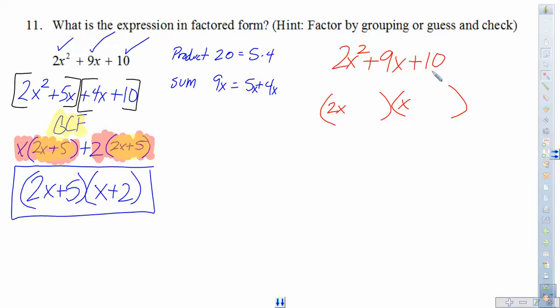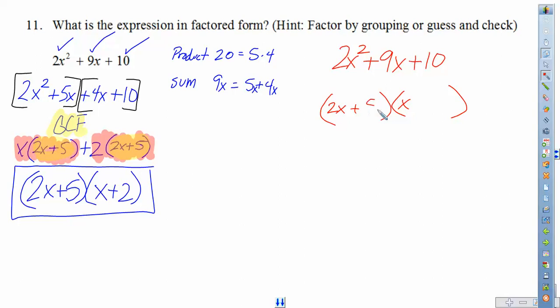Now with 10 I have options. Here's a bad option. Let me choose 10 and 1. 10 times 1 makes 10, but do you see that when I do 10x and 2x, 10x plus 2x makes 12x, not 9x. So then what I could do logically is maybe reverse those. If I put a 1 and then a 10 right there, try it again. 20x plus 1x gives me 21x. Still no good. See how I'm guessing and checking here.